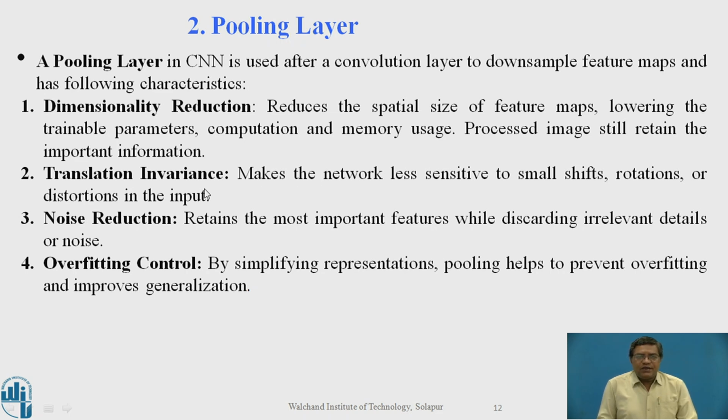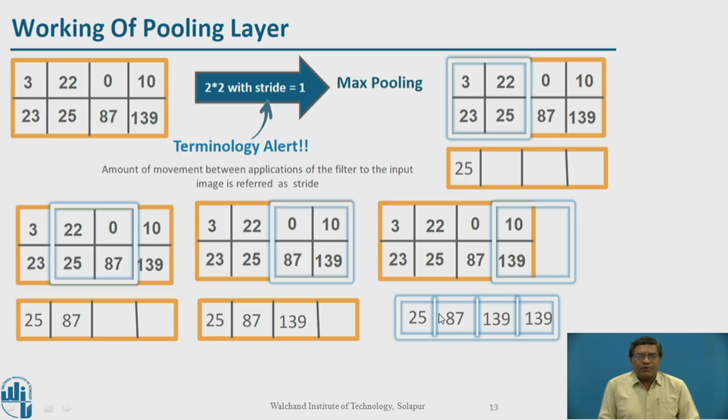Translation invariance, which means the network is less sensitive to small shifts, rotation, and distortion in the input. Noise is also reduced because only the most important features are retained while discarding the irrelevant details or noise present in the image. It avoids the problem of overfitting by simplifying the representation. So the pooling layer improves generalization by avoiding overfitting.